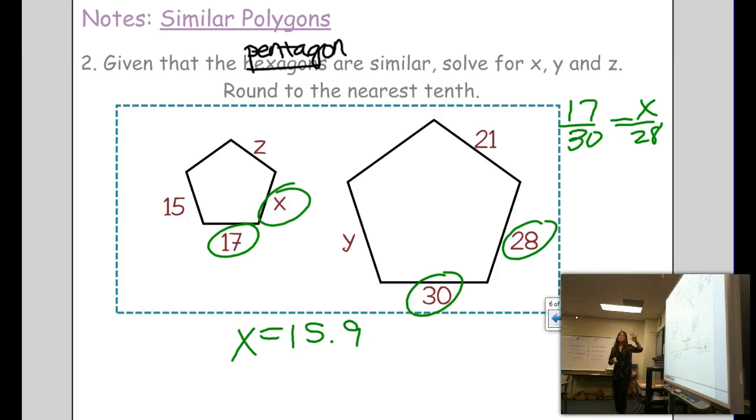I do not want you to use x to help you find y. I want you to use the 17 over 30 again. So we're going to use 17 over 30 3 times. 17 is to 30 as 15 is to y. You need to go the same direction. You need to be consistent. 17 is to 30 as 15 is to y. Cross multiply. That rhymes.